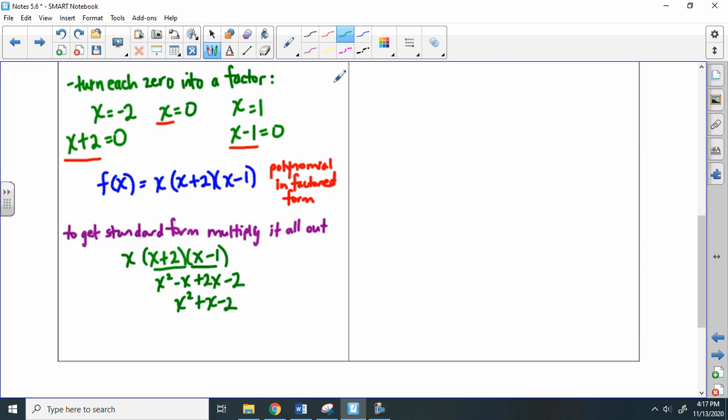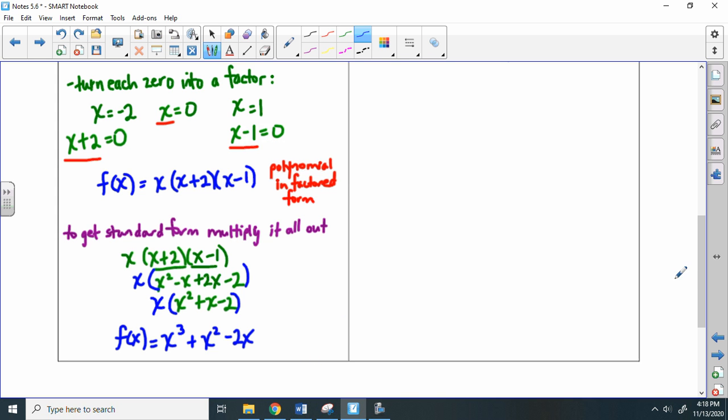And then you're going to come back and multiply that by the x that you haven't done anything with yet. So we're going to distribute the x, and we get x cubed plus x squared minus 2x. Then we put f of x in front of it so that it's a function again. And that is our function in standard form. That's our polynomial in standard form.